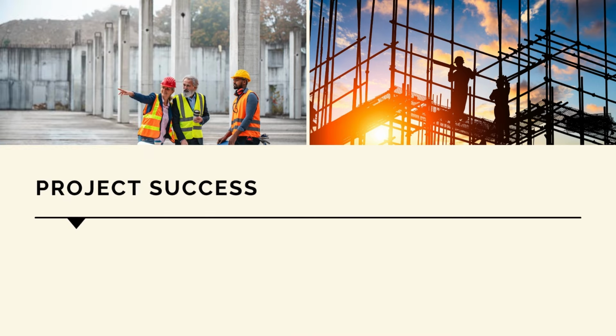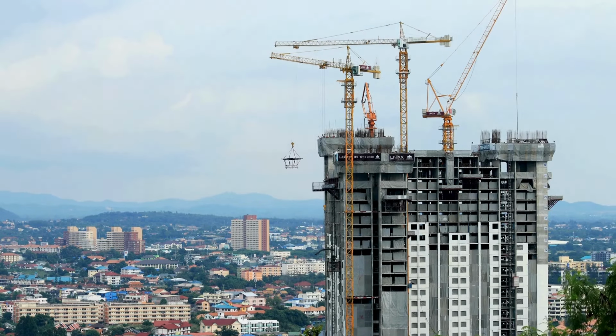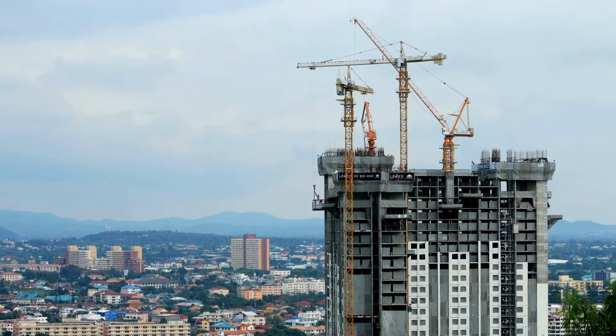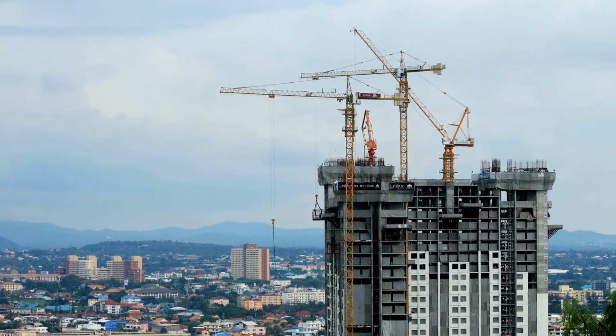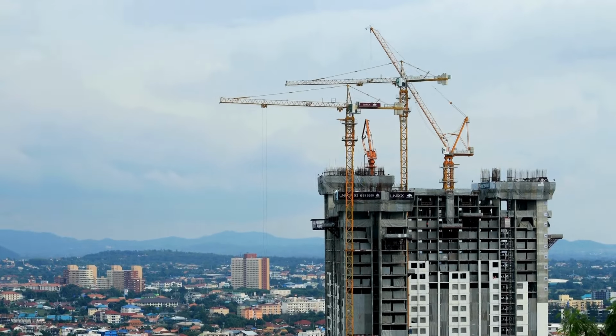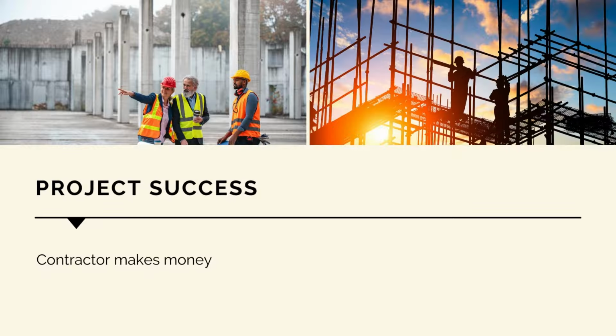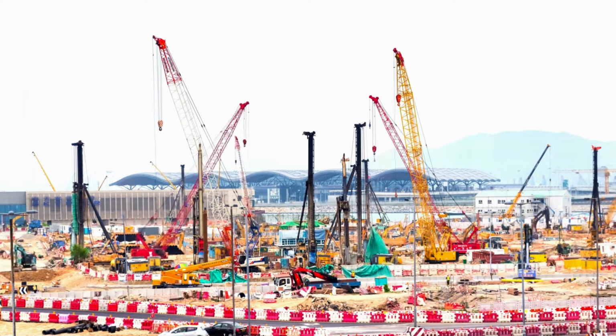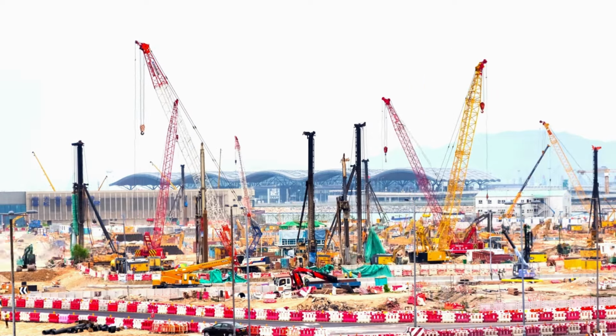To answer this question, we first need to define project success. At the end of the day, we're construction project engineers, and we're going to likely be employed by a general contractor or some other form of contractor. So construction contractors are businesses. Businesses operate to make money. So if we look at what constitutes a successful project from the perspective of a contractor, at the end of the day, it's making a profit.